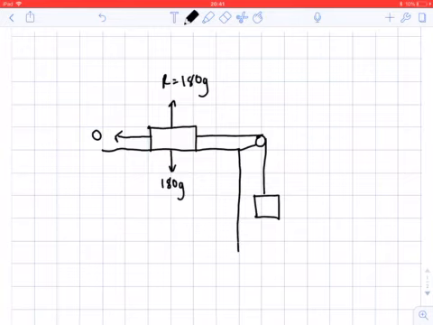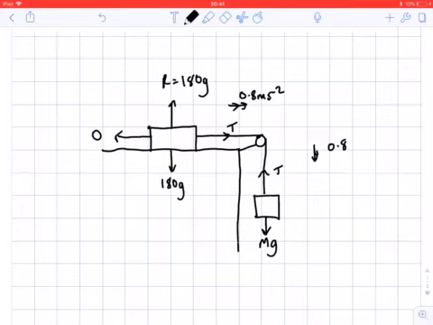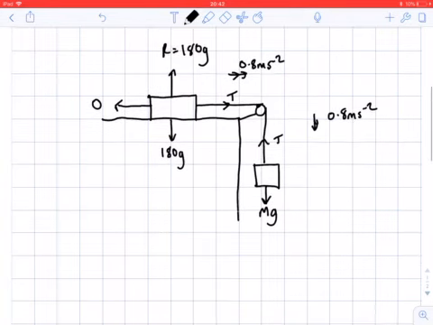Then we obviously have our mass of m kilograms, which will result in a weight of mg acting downwards. The tension we don't know, but we know because the string is light and inextensible, the tension will remain the same throughout. And the acceleration of this system is 0.8 ms^-2. Again, because it's a light, inextensible string, we have the same acceleration across both sides of the pulley.